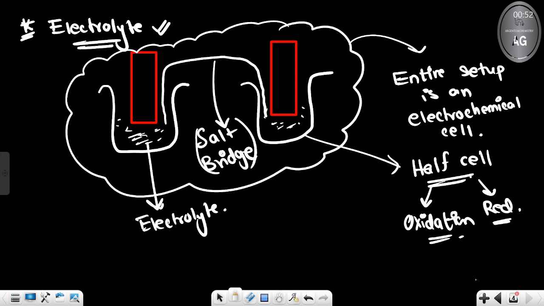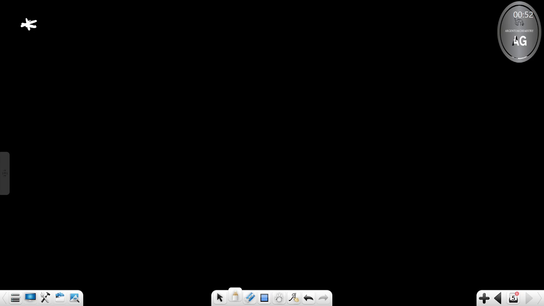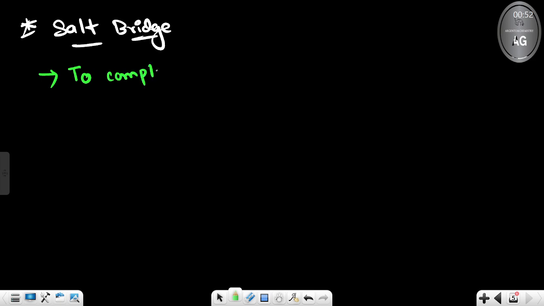Clear? So please remember the salt bridge function, because they ask it often, since many of you don't know what a salt bridge is. So what is a salt bridge? A salt bridge is a connection between two half cells. So what is the function of a salt bridge? To complete the circuit.